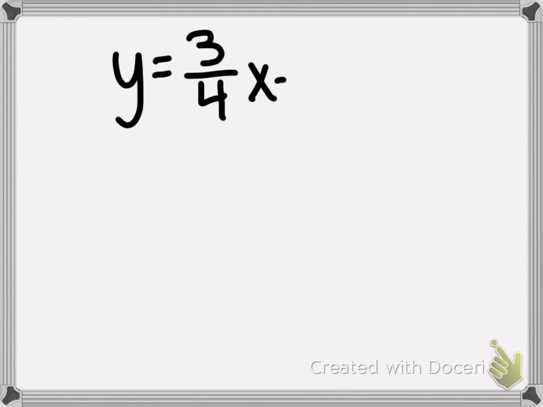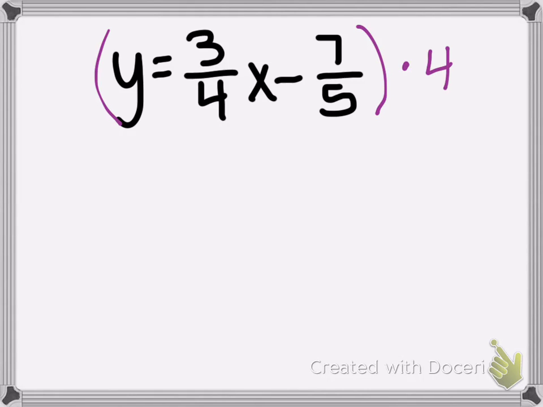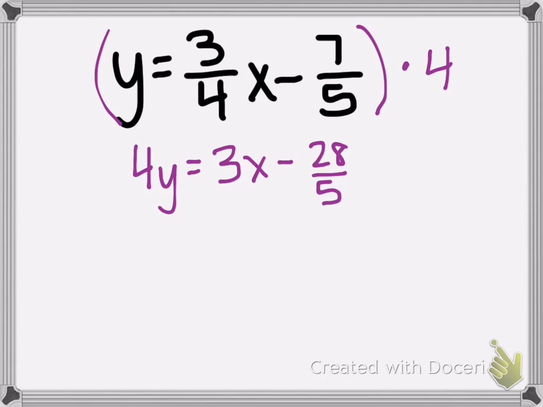Our next one is y equals 3/4 x minus 7/5. I want to get rid of the denominator of 4 first. So when I do that, I get 4y equals 3x minus 28/5. You multiply by that denominator and it makes it go away, but it keeps the numerator the same.